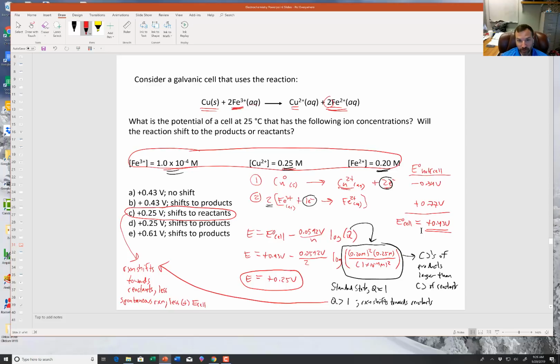So hopefully you can see then the usefulness of the Nernst equation. It helps us predict where our cell potential would be relative to this standard cell potential. Okay, so I hope that helps. Give you a little bit of a review of how the Nernst equation works.